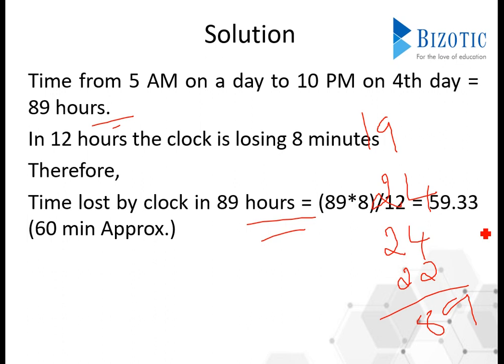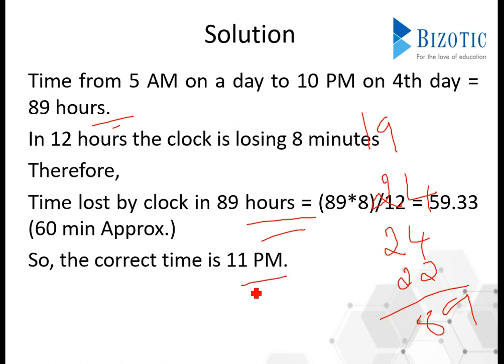You can just approximate it to 60 minutes because there are no ratios or decimal points given in the options. So your right answer will be 1 hour. It was supposed to be forward, but it's being backward.